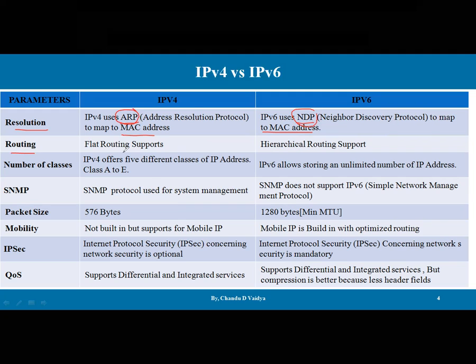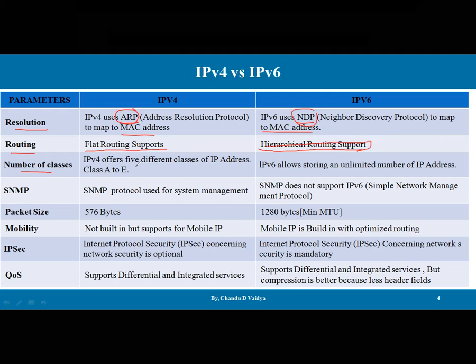Then routing. IP version 4 supports flat routing because the address space of IP version 4 is very small, so it is less structured than IP version 6. IP version 6 supports hierarchical routing because the number of addresses is huge and we can design the network in any fashion. That is today's era of internet, IP version 6.